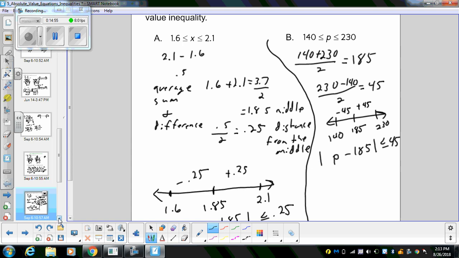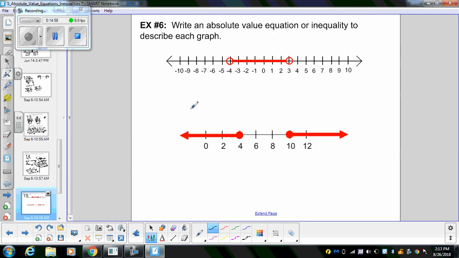Alright. So example 6. Write an absolute value equation or inequality to describe each graph. Well, using what we just did, I can say, all right, so this is -4 to 3. So what's -4 plus 3? I know that's going to be -1 divided by 2 is -0.5. So I already know I'm going to have an absolute value of x minus -0.5, which becomes positive.